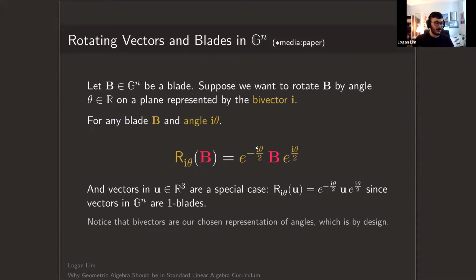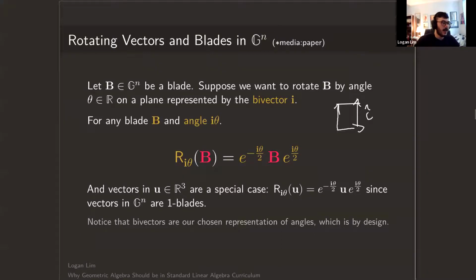So let's look at what it actually takes to rotate in general n dimensions. Let B be a blade, so a product of n vectors, of course. Suppose we want to rotate this blade by angle theta on a plane represented by the bivector I. So I'll just draw some sort of plane here. I call this I. So for any blade B and any angle I theta, this is the rotation. That's it.